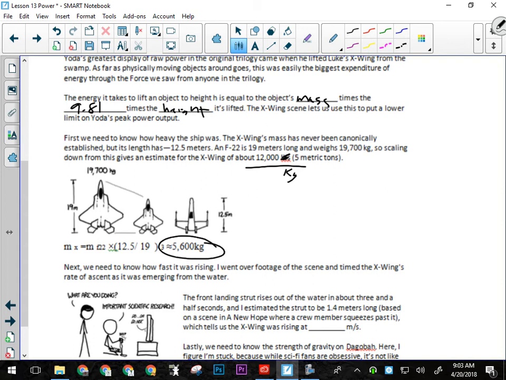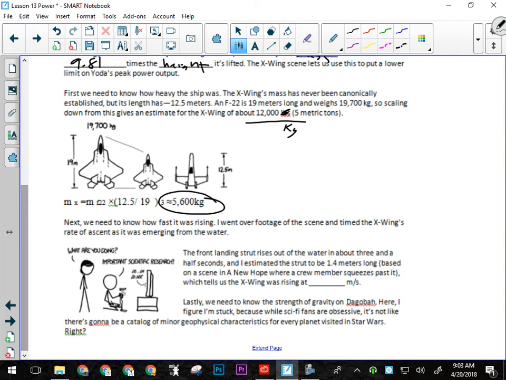I have no idea what the acceleration due to gravity is on Dagobah, so we need to know how fast it was rising, so we can figure out how high up it goes. This guy who made this up, because it wasn't me, I'm geeky, but this guy's way beyond anything. The front landing strut that we saw come out of the water on the landing gear rises in about 3.5 seconds, and he estimated the strut to be 1.4 meters long, based on a scene from Star Wars: A New Hope. That's the original one, where there was a person standing beside it. This is how much effort this guy put into this.